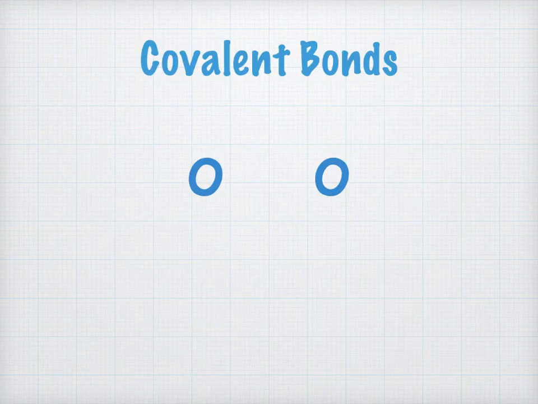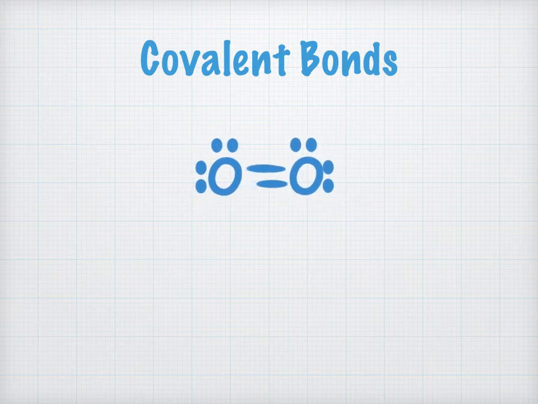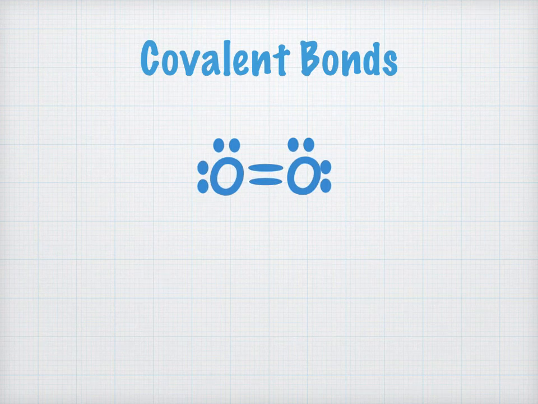Okay, so we can also look at oxygen. So oxygen has 6 valence electrons. So you've got 6 valence electrons around the oxygens. Each oxygen needs to gain 2 electrons. Again, there are no atoms that are interested in losing electrons here. So these oxygens are actually going to share 2 pair of electrons.